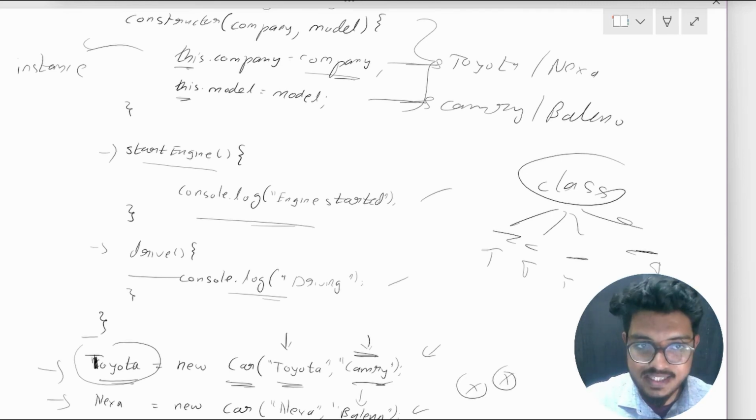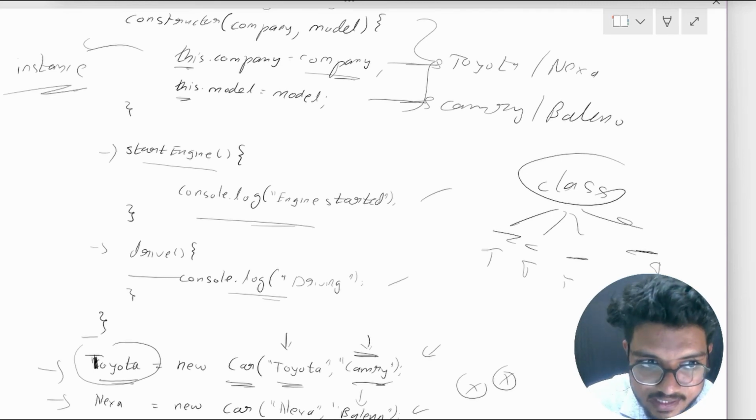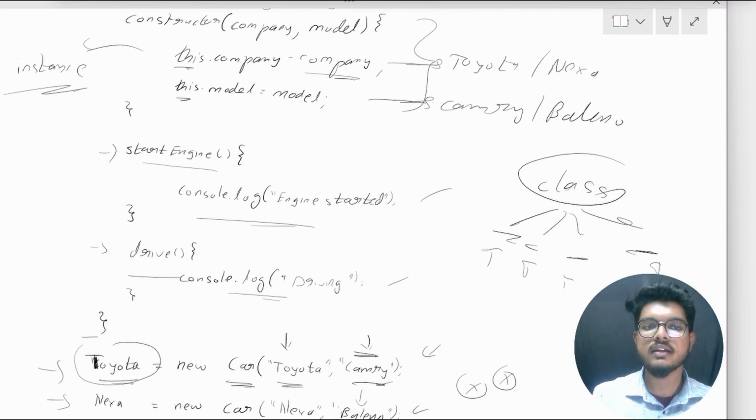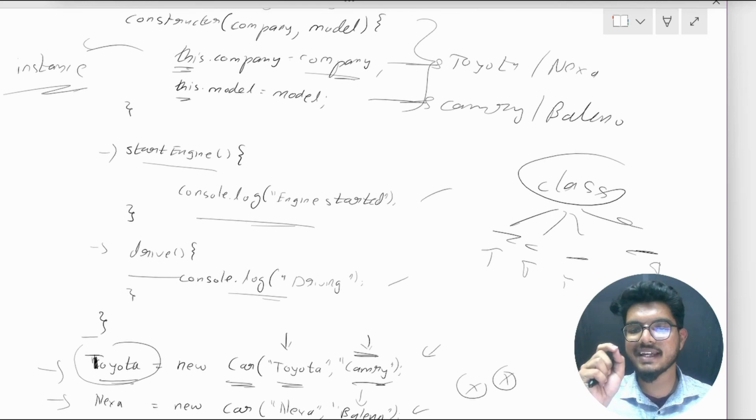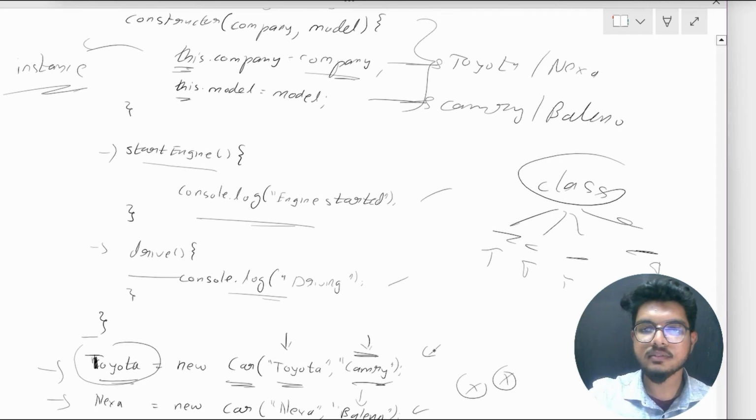That's why, to assign the value for that instance, for the Toyota instance only, we use this keyword. For that instance, the company will be Toyota and the model will be Camry. For the next instance, the company name will be Nexa and the model name will be Baleno. Nothing but, to handle multiple objects for different things from a single class, you have to use this keyword to assign the values. As simple as that. Let's run this code in the compiler and see how the output works.